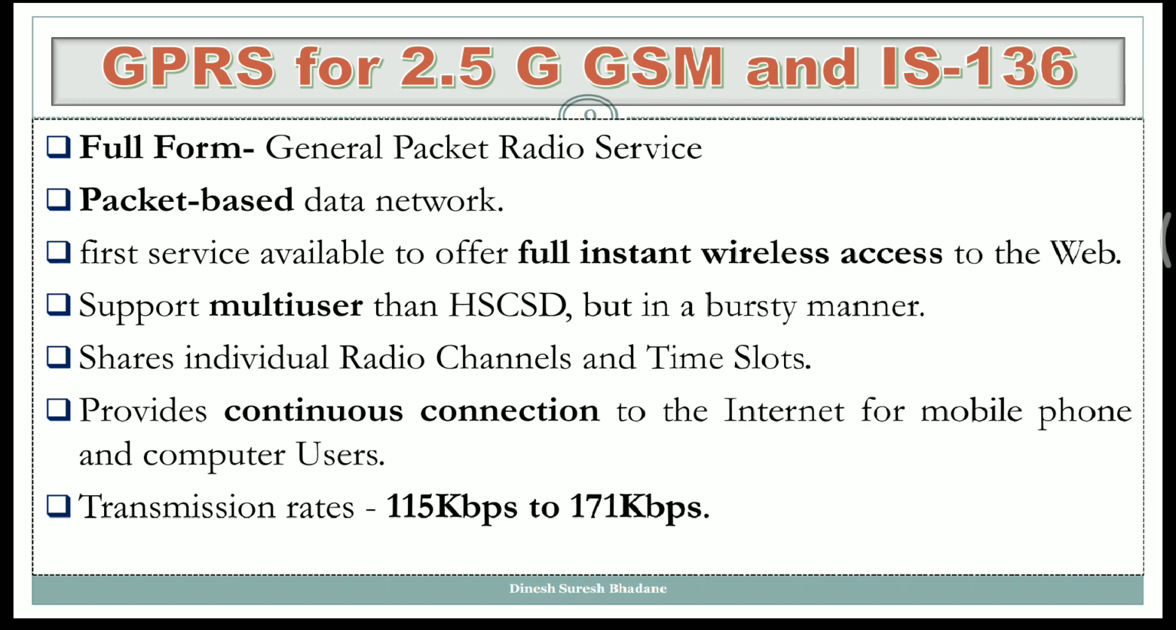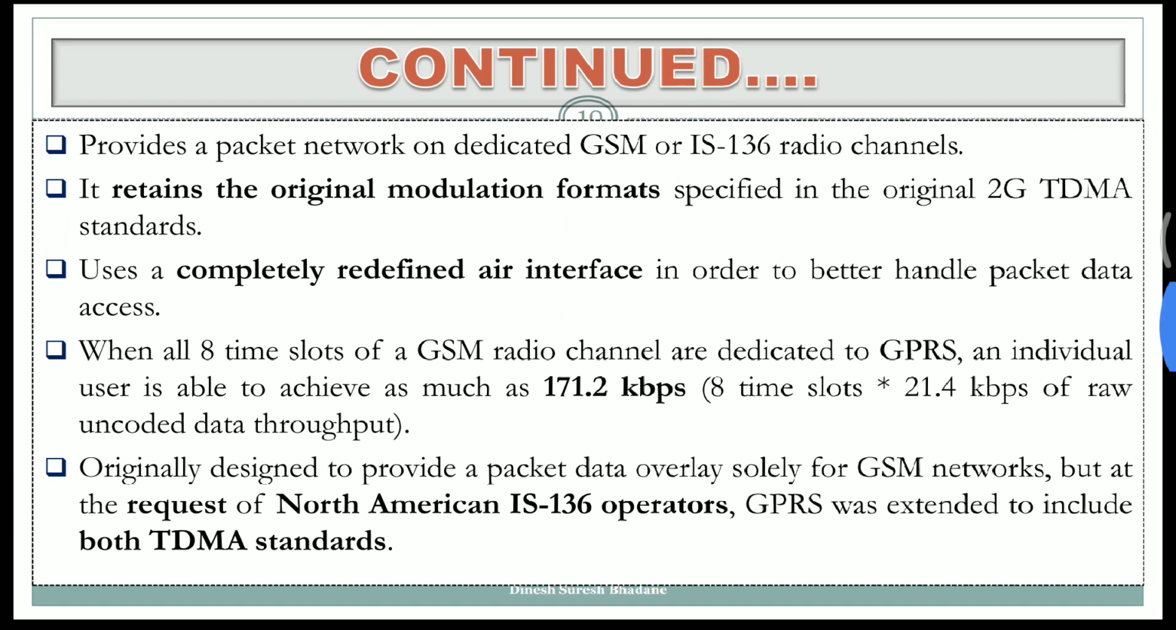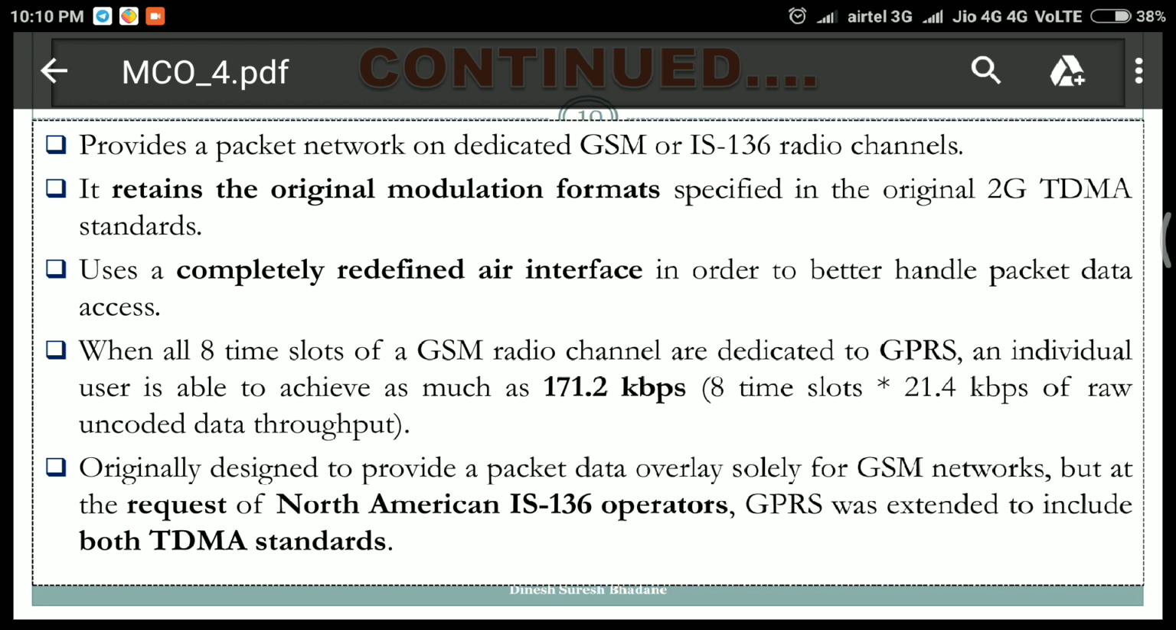The next features of GPRS are: it provides a packet network on the dedicated GSM or IS-136 radio channels. It retains the original modulation formats specified in the original 2G TDMA standards. It also uses a completely redefined air interface in order to better handle packet data access. When all 8 time slots of a GSM radio channel are dedicated to GPRS, an individual user is able to achieve as much as 170.2 kbps, which is nothing but the 8 time slots into 21.4 kbps of raw uncoded data throughput.